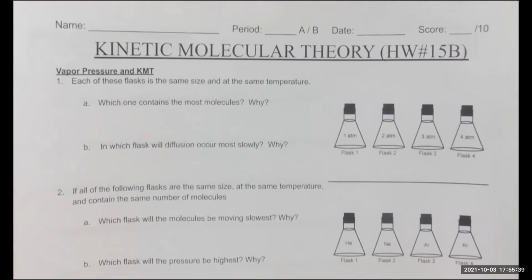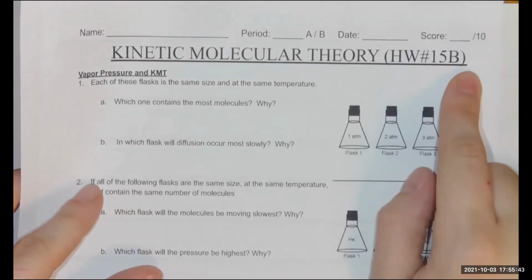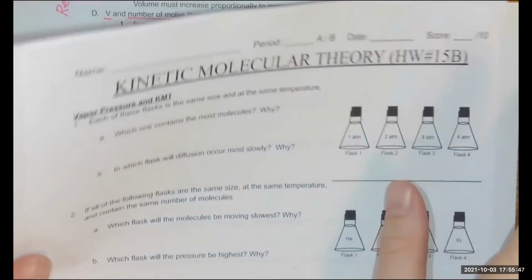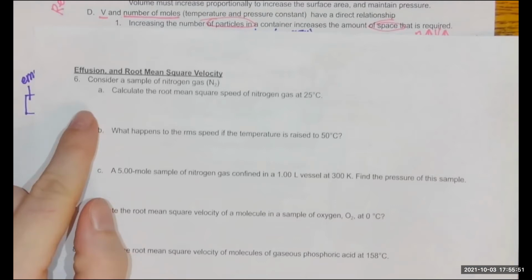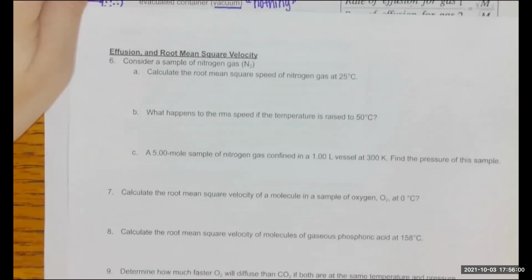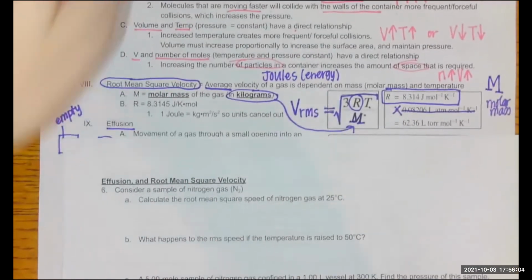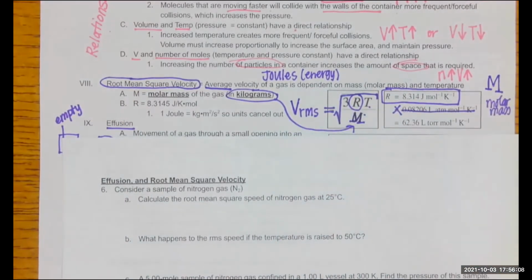So homework 15, on the back side, it's actually homework 15B, kinetic molecular theory. On the back side is where we've got some calculations for the root mean squared velocity. So I'm just going to copy paste this formula from the notes, see if I can get everything on my paper at once. Root mean squared velocity equals 3RT over molar mass.